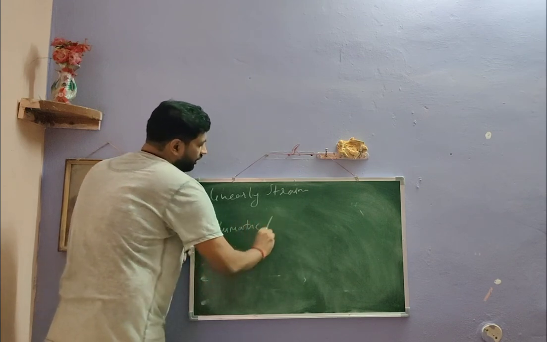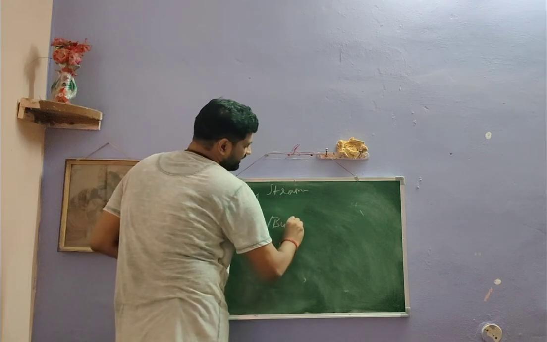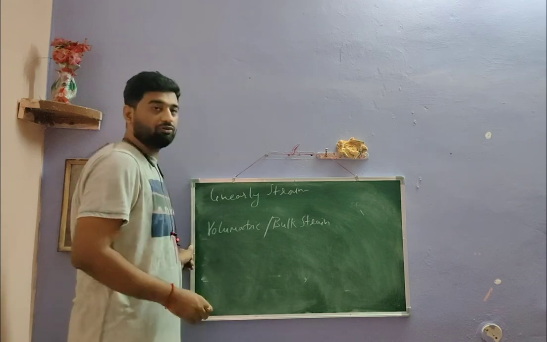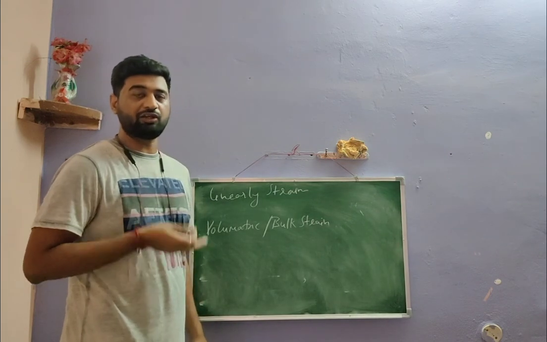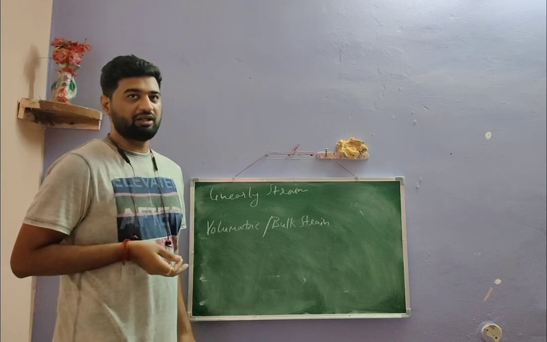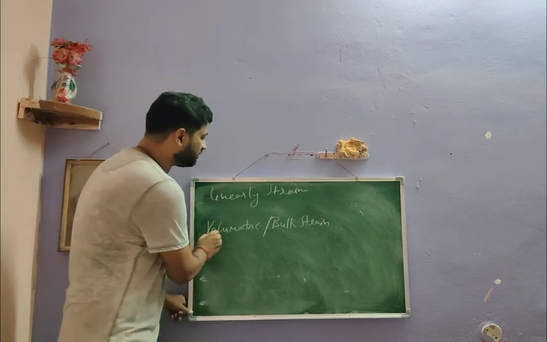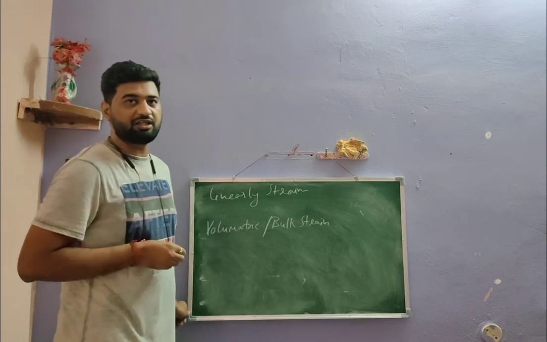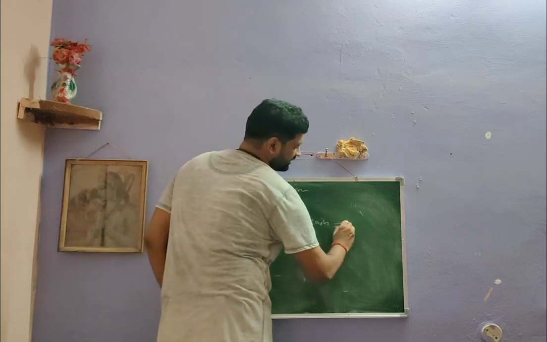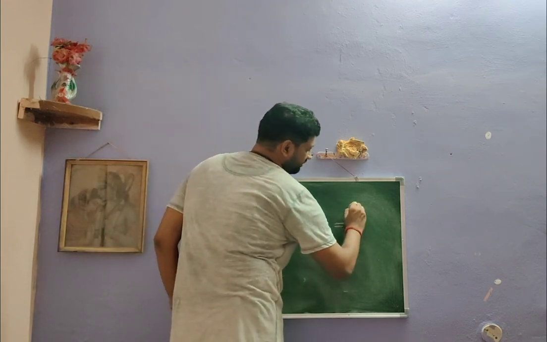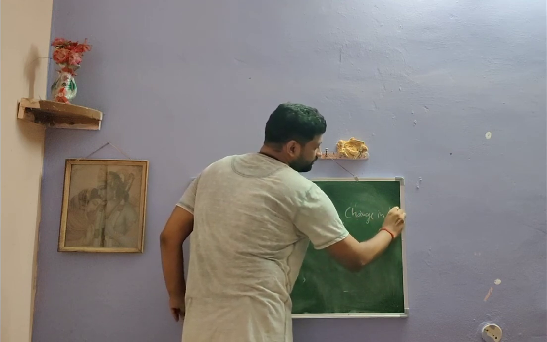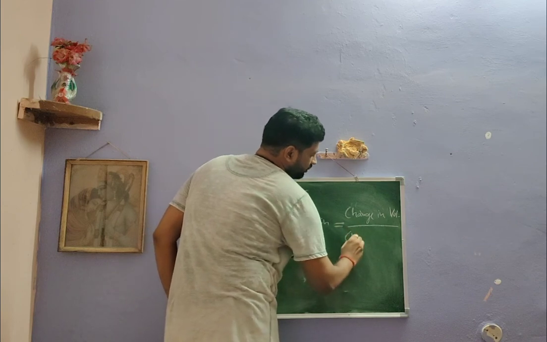volumetric or bulk strain. Wherever force is applied uniformly and normal to the surface all over the body, the volume changes but the shape doesn't. In that case, the strain developed is known as volumetric strain. You can write volumetric strain is equal to change in volume upon original volume.